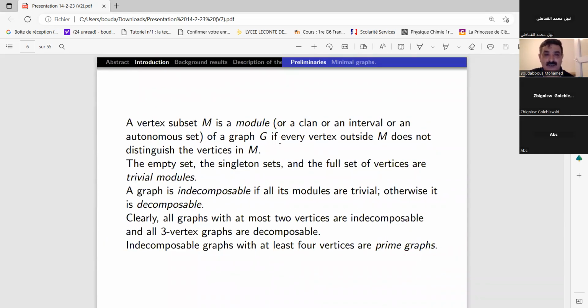Thus, the notion of module, or clone, or interval, or autonomous set of a graph. A vertex subset M is a module if every vertex outside does not distinguish the vertices in M. It is adjacent to all or none of the vertices of M. The empty set, the singleton sets, and the full set are trivial modules. And as I mentioned in the abstract, a graph is undecomposable if all its modules are trivial. Otherwise, it is decomposable. And undecomposable graphs with at least 4 vertices are called prime graphs.